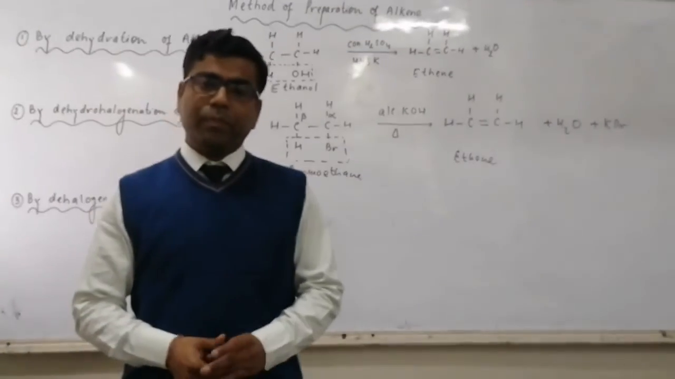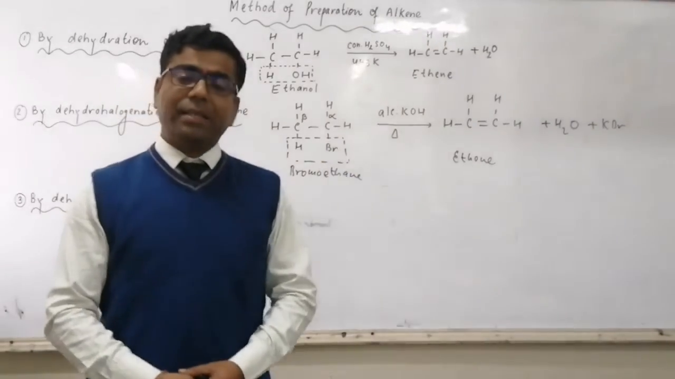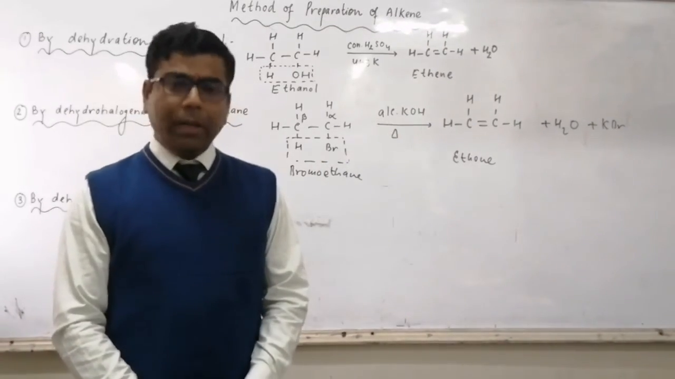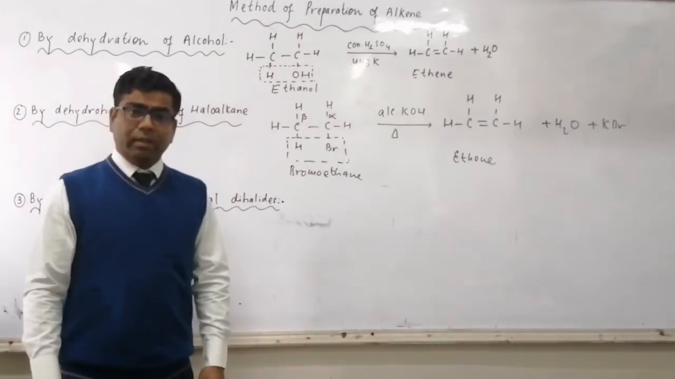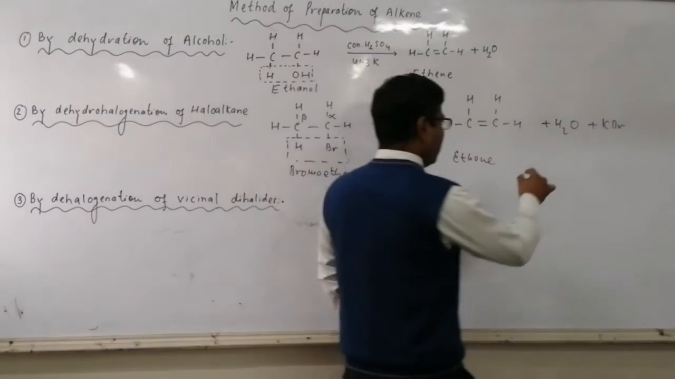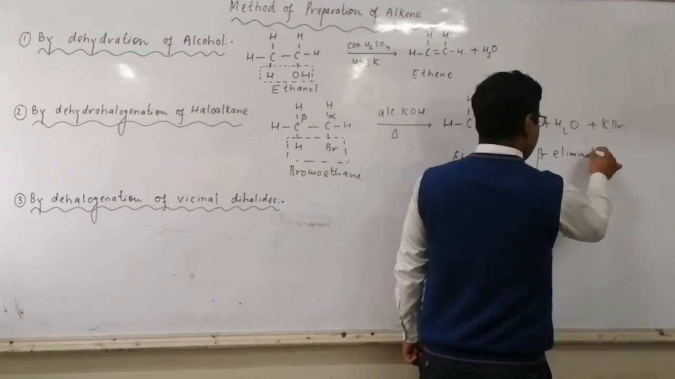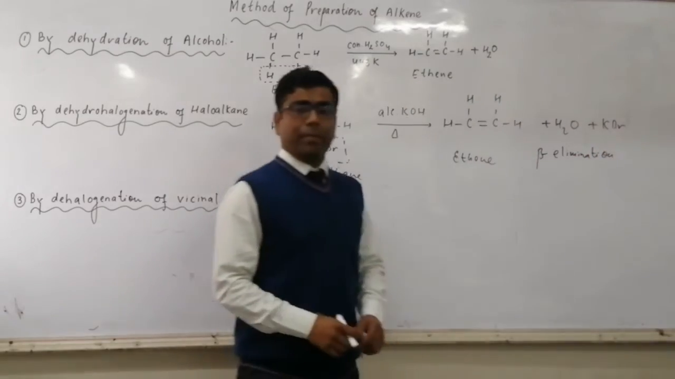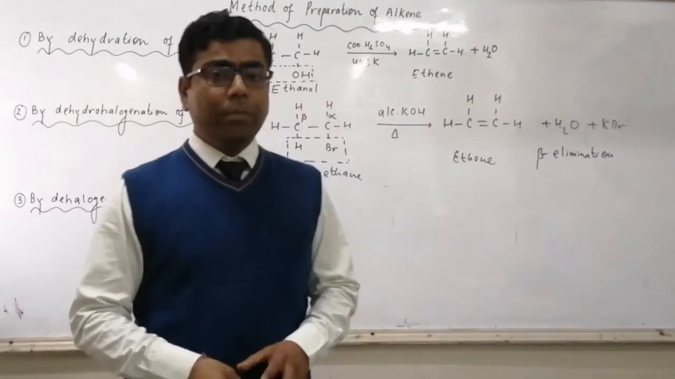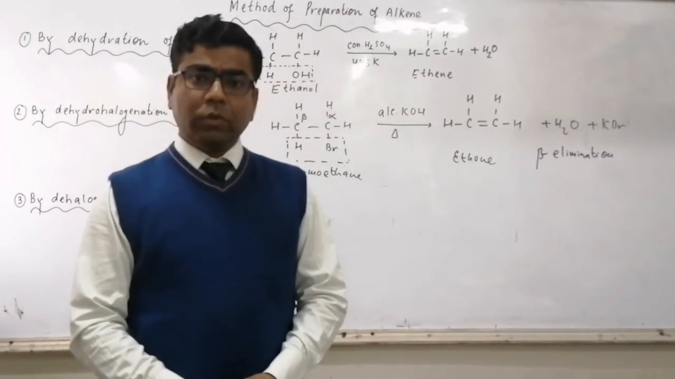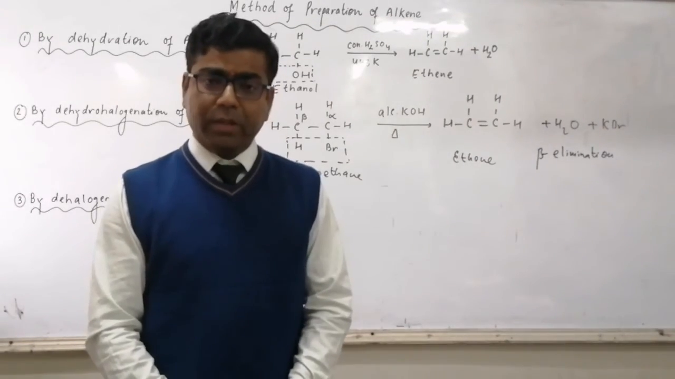So alkyl halides on dehydrohalogenation form alkene as the product. Remember, here hydrogen is always removed from beta carbon. That's why this reaction is also called beta elimination reaction. Hydrogen will always be removed from beta carbon. So this elimination reaction is also called beta elimination reaction.